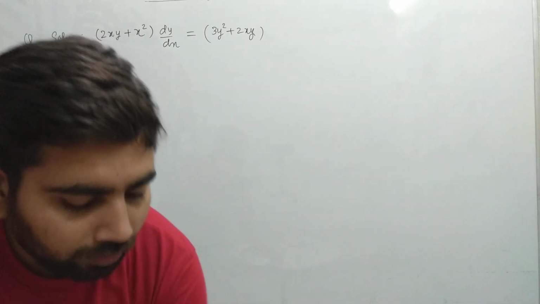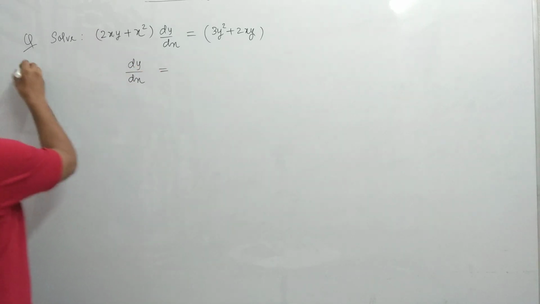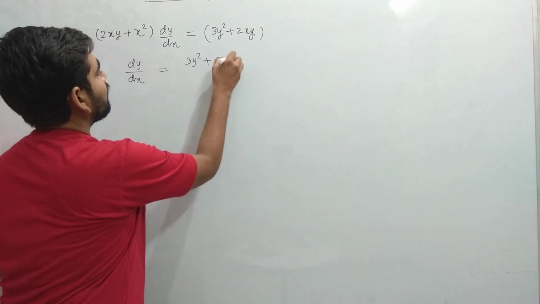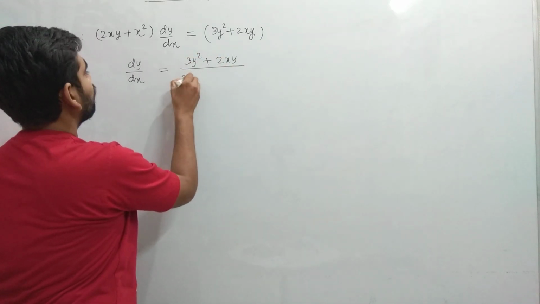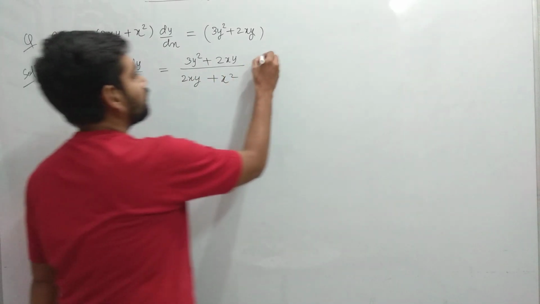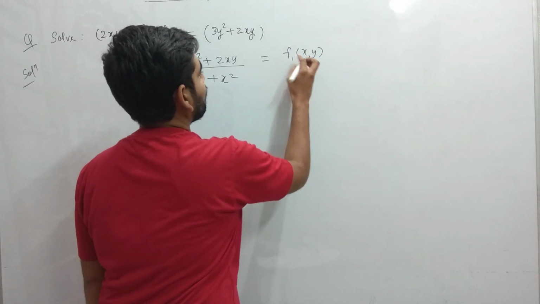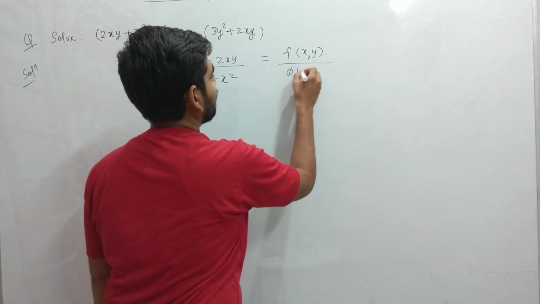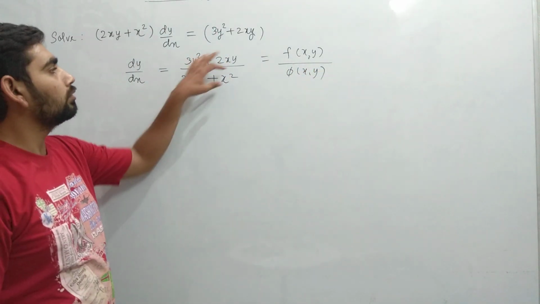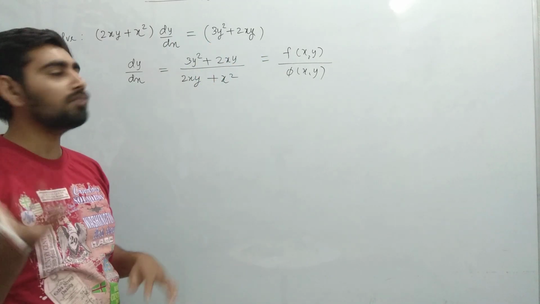So if I write it in the form dy/dx = (3y² + 2xy) / (2xy + x²), then it is of the form dy/dx = f(x,y) upon some other function φ(x,y). Now we will see whether these functions f(x,y) and φ(x,y) are homogeneous and have the same degree.